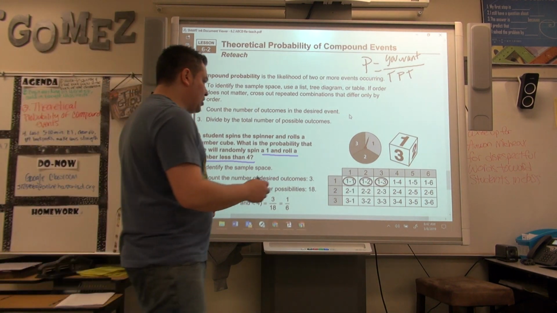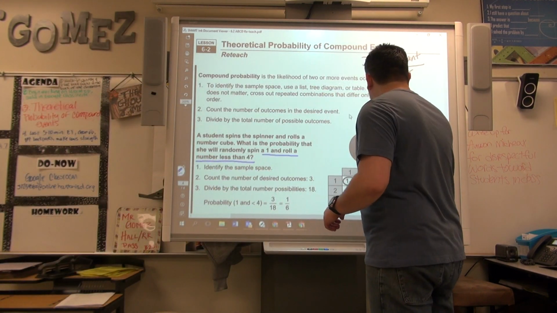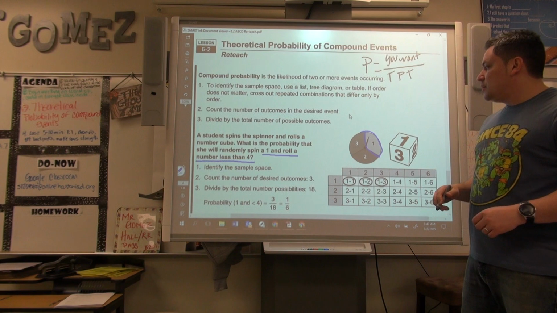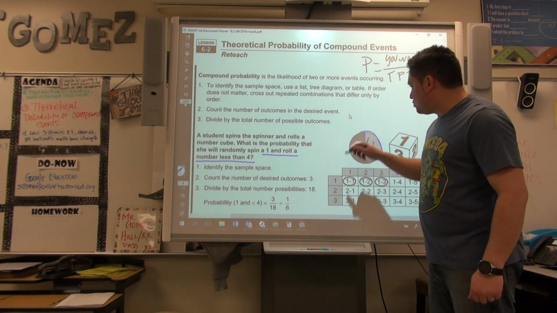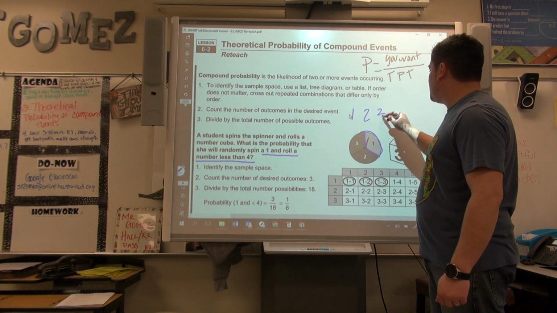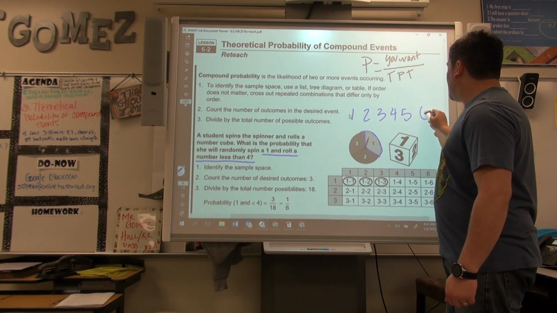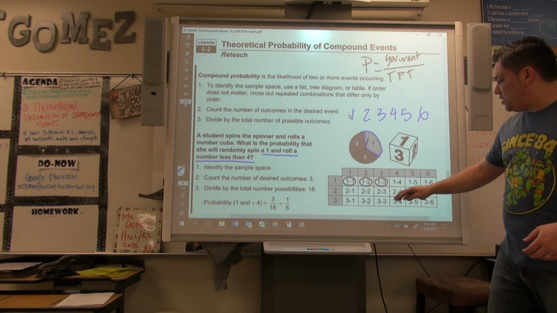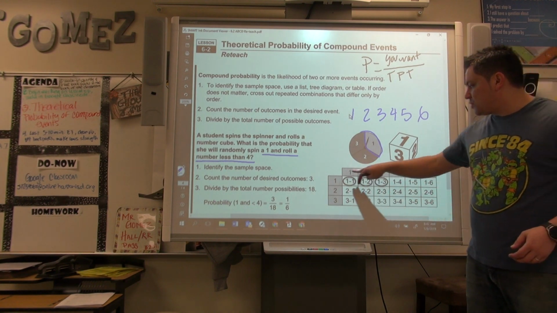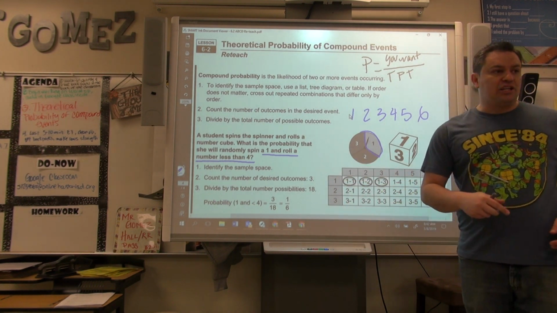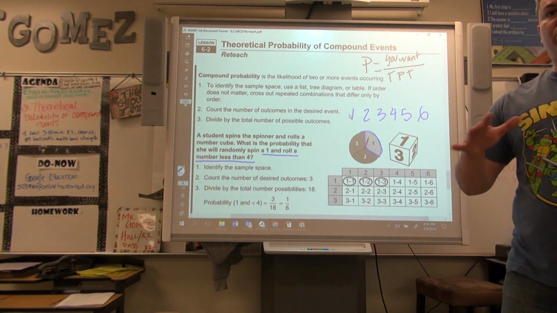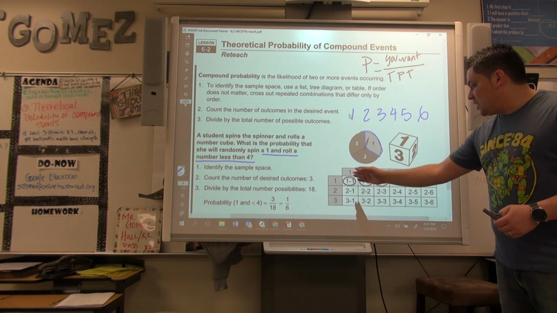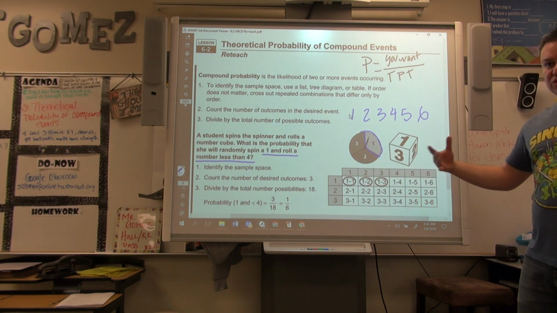Spin a 1, so we're looking for the 1 right here. And on the dice, remember we have numbers 1, 2, 3, 4, 5, and 6. Correct? Now we created a table right here. The top is for the cube, for the dice, and the side is for the spinner. We're just going to number the numbers on the spinner and on the cube, like just fill it in.